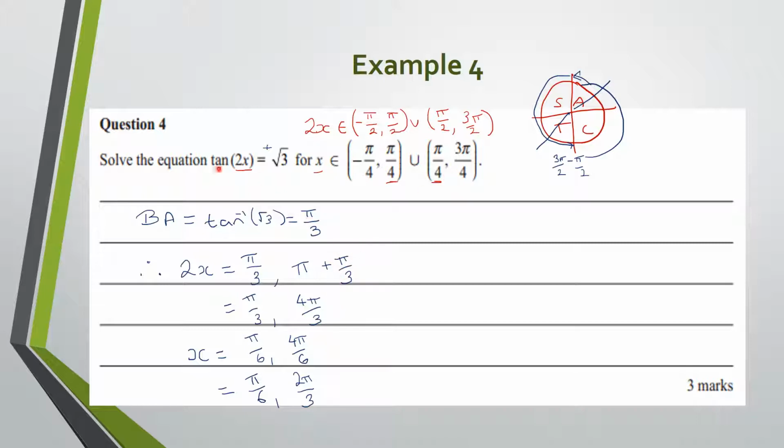Final step, we consider, we check, do these solutions fit within our original domain? Pi on 6 is between negative pi on 4 and pi on 4, so that fits.